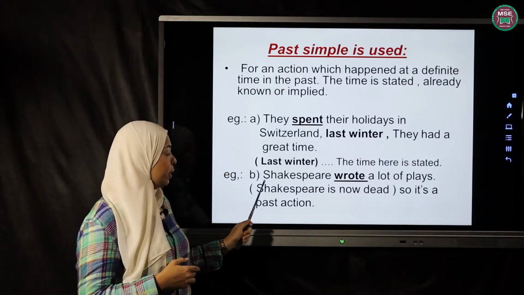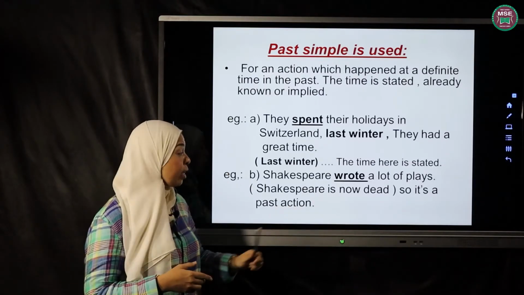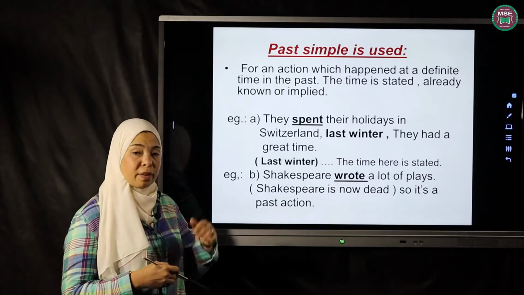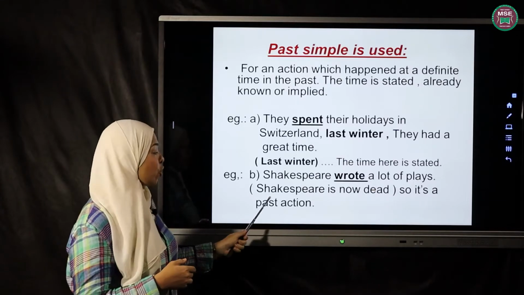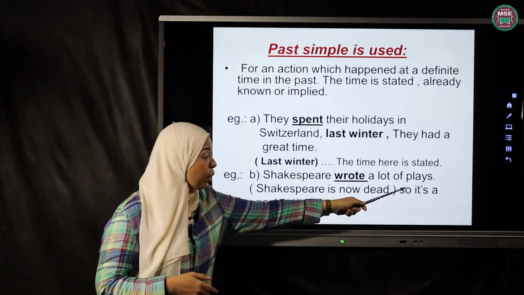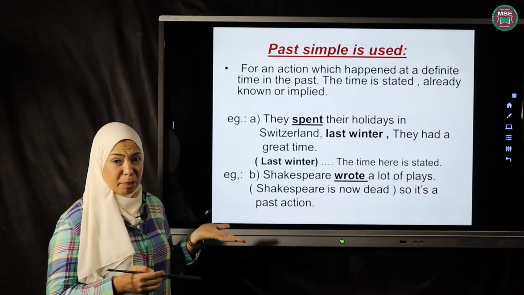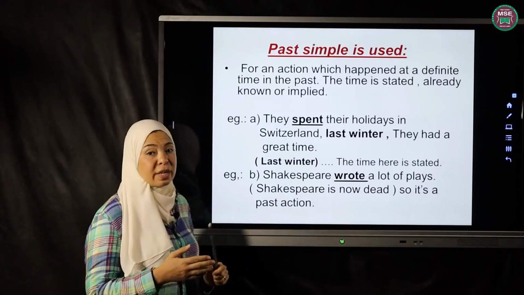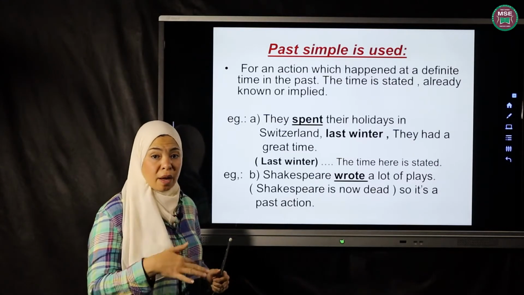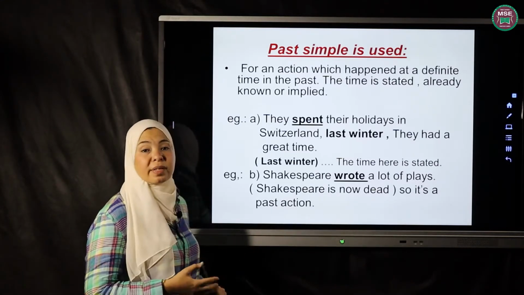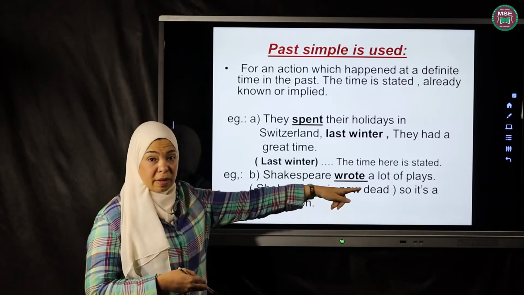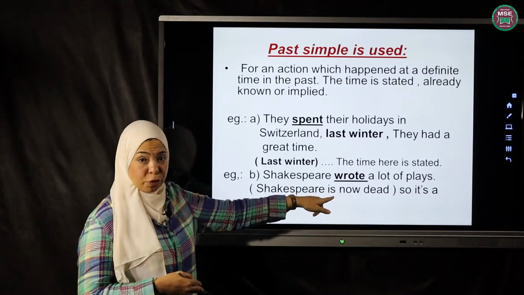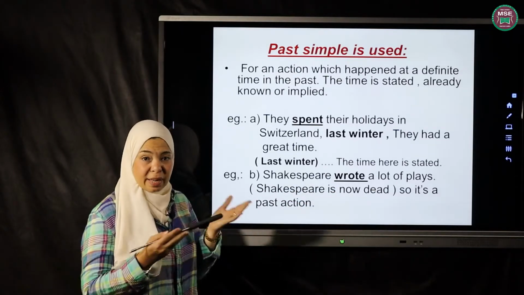Number 2, or number B, Shakespeare wrote a lot of plays. He wrote. Wrote here is the past form for write. Wrote, and the past participle is written. Shakespeare is now dead. Of course, we don't have any mentioned time here. We don't have any time at the end of the sentence because this has already happened in the past. All of us know that now he's dead. So it's a past action. Without putting the date at the end of the sentence, we put wrote here. We use the past form for the verb because this is already a past action.